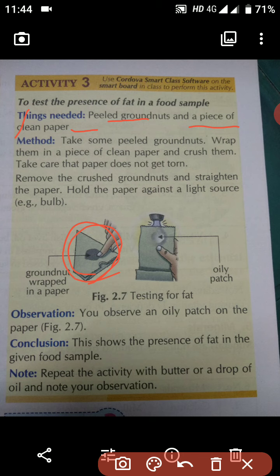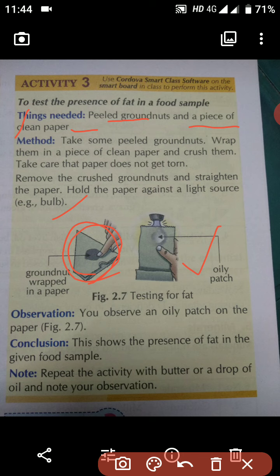Then remove the crushed groundnut and straighten the paper. So the next step is that you have to remove the crushed groundnut and make the paper straight. Then hold the paper against the light source, that is a bulb. You have to hold the paper against the light, meaning opposite the light. You can see the paper here in figure 2.7.